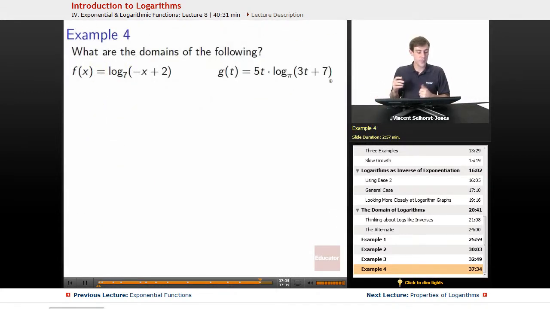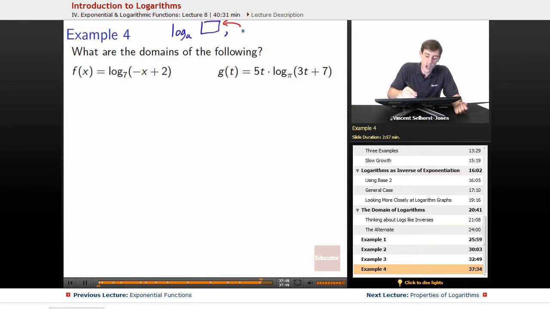Cool. Finally, what are the domains of these functions? F of x equals log base 7, negative x plus 2. Remember, the idea we had was log base a of stuff. Then this stuff here must always be positive. So it must be positive. Otherwise, it just doesn't work.